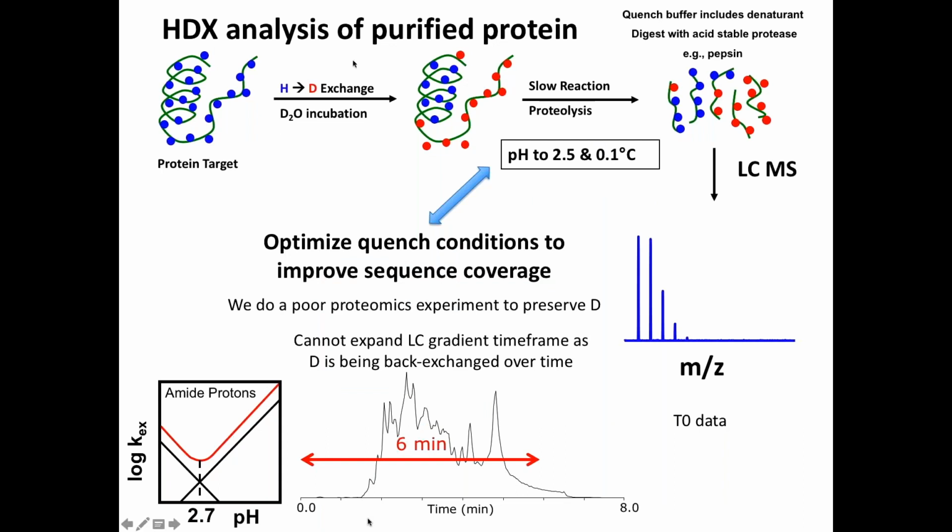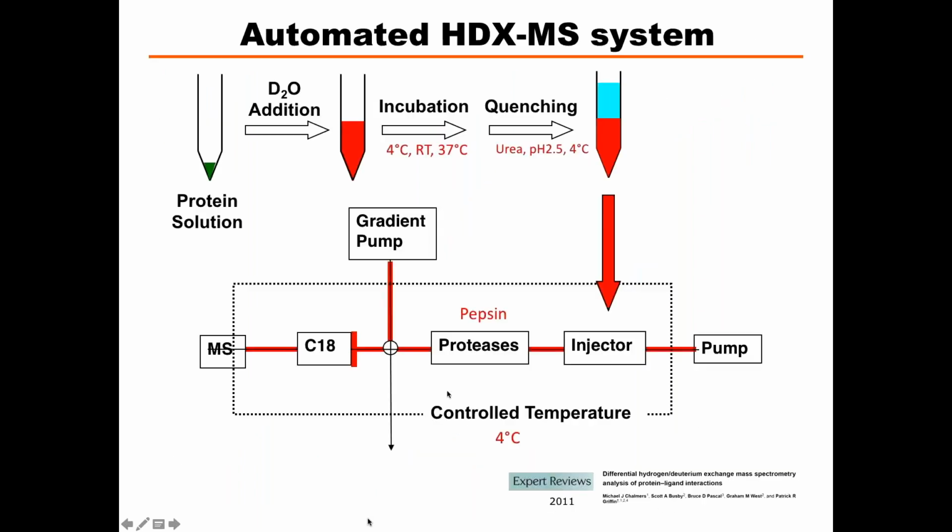So again, remember, we're going to be labeling over various time points. We're going to quench it to slow the reaction down, generate peptides over the protease column, and mass measure those. As I mentioned, it's a poor proteomics experiment because we're doing really short chromatography. But because these instruments have gotten so good in terms of their resolution, we really haven't seen much in the way of sequence coverage suffering there.